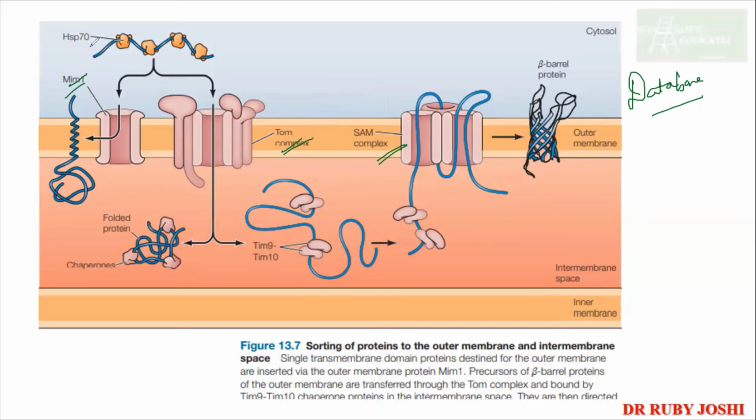Now why is it HSP70? Because it is 70 kilodaltons. Why would it be TIM10? I'm sure this will be because of the molecular weight of this protein, that it would be 9 kilodaltons and 10 kilodaltons. This will be one reason. And the second reason could be that when proteins in the intermembrane space were being discovered, they might have been the 9th and the 10th protein. That also happens.